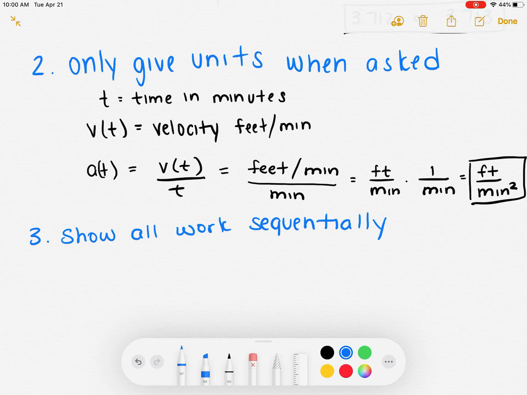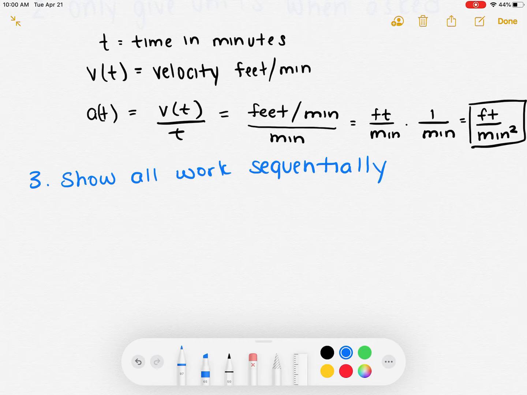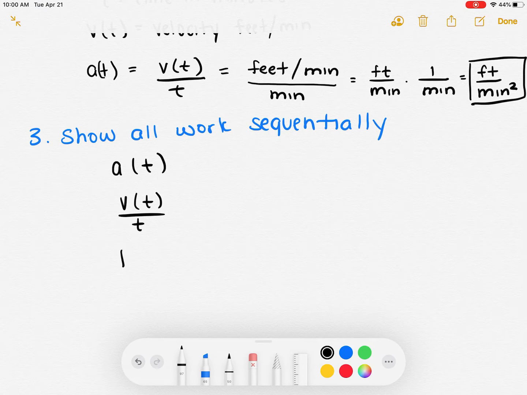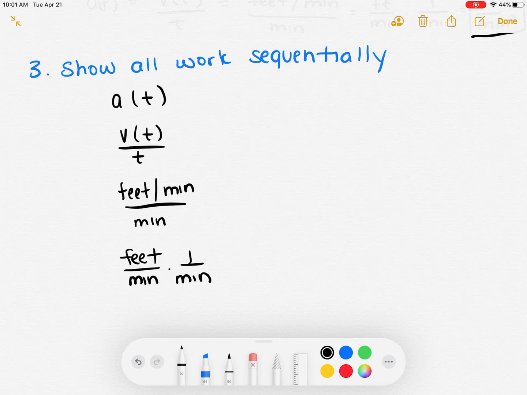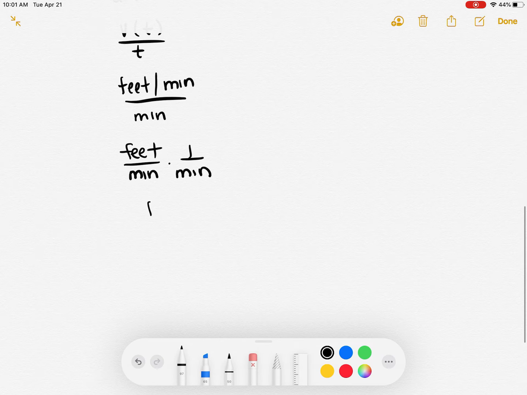But when you're answering these, in order to get yourself as many possible points, if I was solving the same exact equation from above, I would want to say, okay, my acceleration is going to then go to my velocity over my time, which is then going to go to feet per minute over minutes, which is then going to go to feet per minute times 1 over minutes, which gives me a final answer of feet over minutes squared. And I'm not going to box anything. I'm not going to use any equal signs.